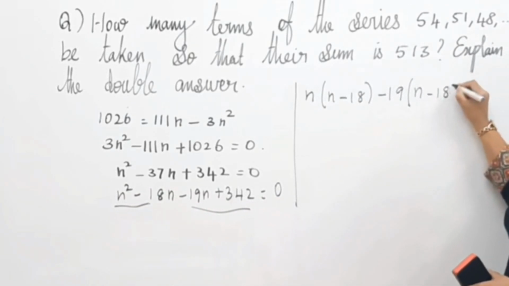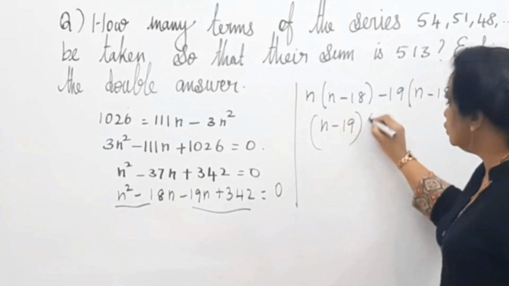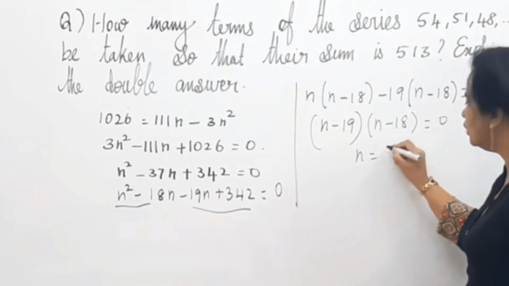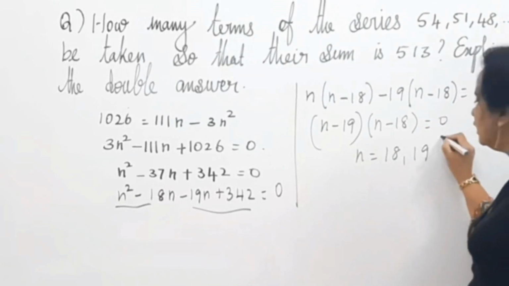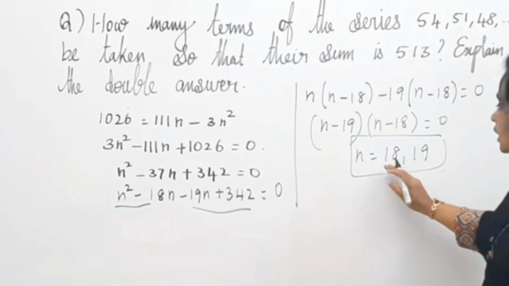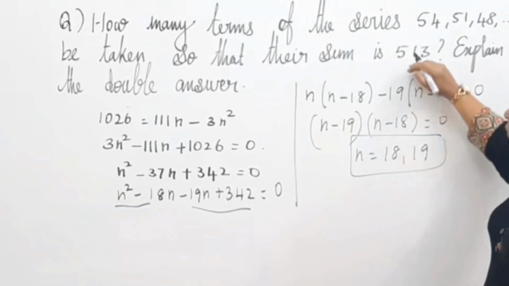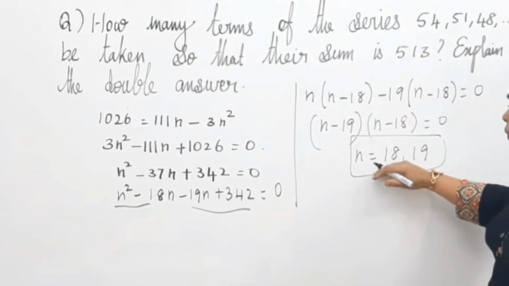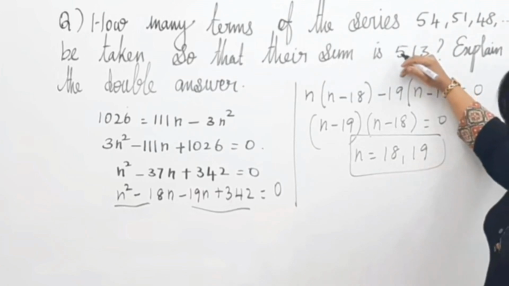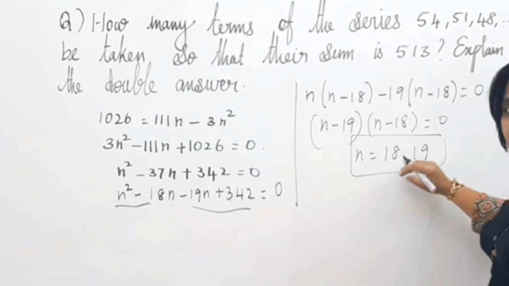So n minus 18 is equal to 0. So n minus 18 and n minus 19 are my factors. So n is equal to 18 and 19. So how is it possible that for 18 terms the sum is 513, and when you add 19 terms, the sum is also 513? That means it must be understood that one of the terms here is 0.